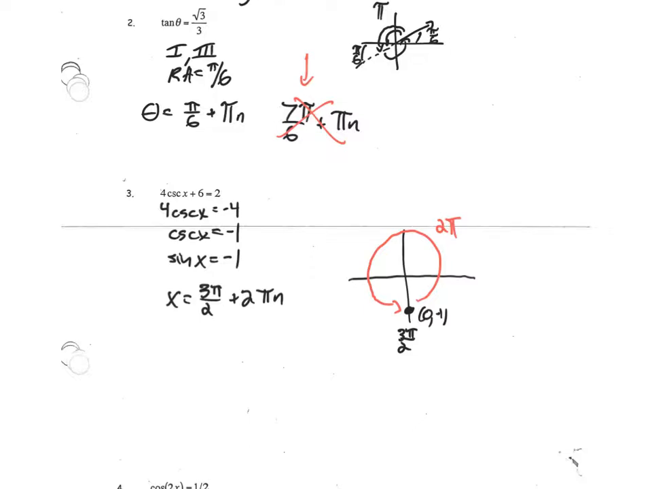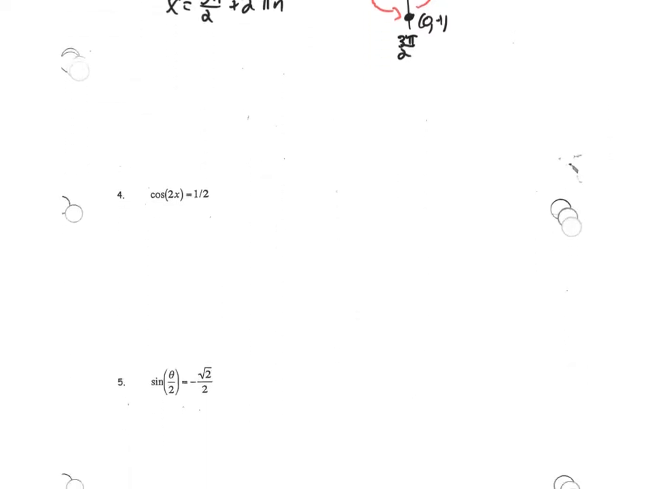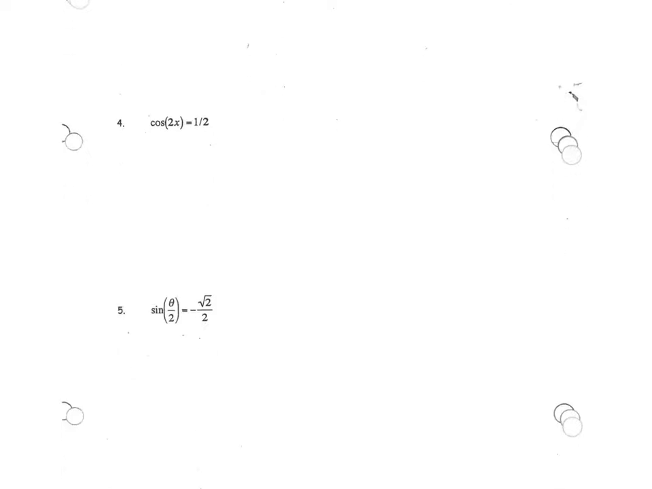Let's maybe take a look. Where's there one? Yeah, actually, let's do 4, because 4 is going to encompass a couple different things for us. So let's do 4, and then we'll call it a day in terms of the video here. So we have cosine of 2x equals 1/2.